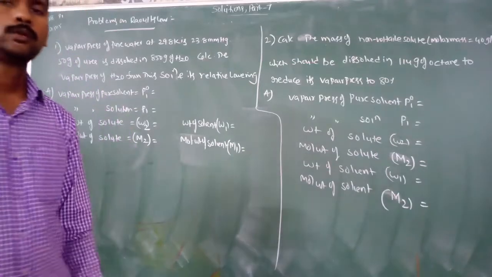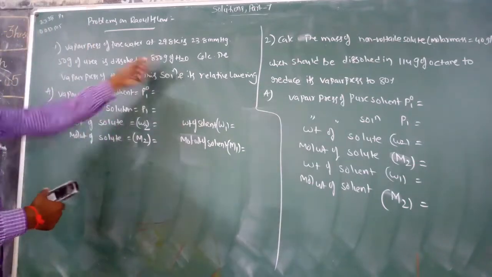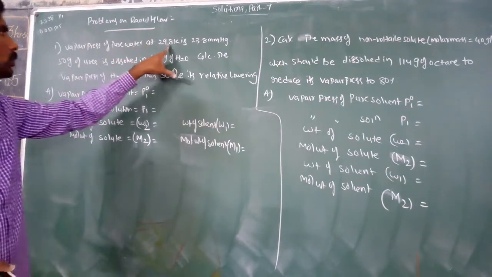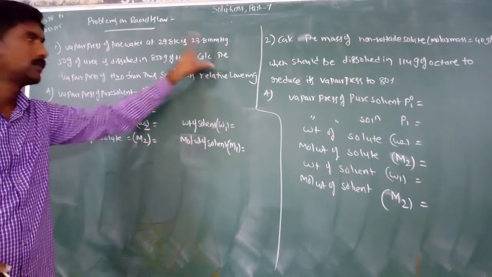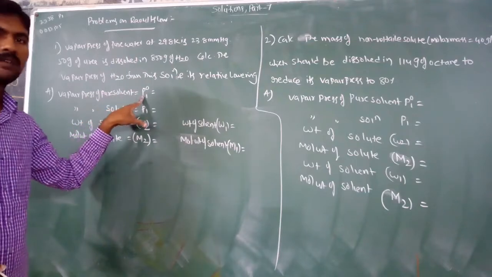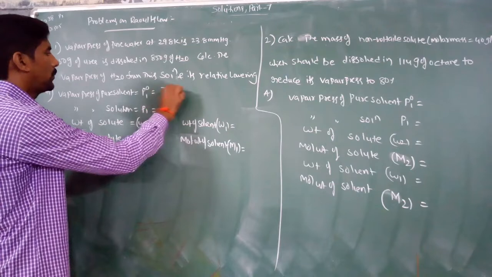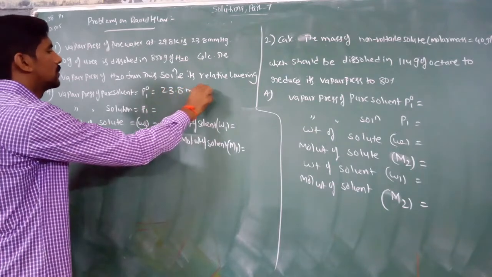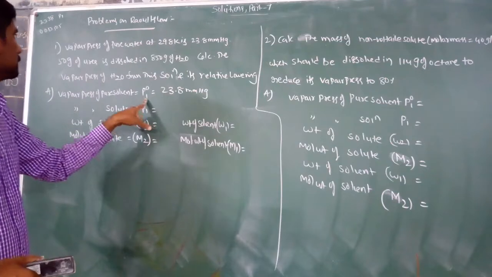So let us solve two very important problems on Raoult's law. Vapor pressure of pure water at 298 Kelvin is 23.8 millimeter of Hg. Vapor pressure of pure solvent is always taken as P1 naught, that is 23.8 mm of Hg.